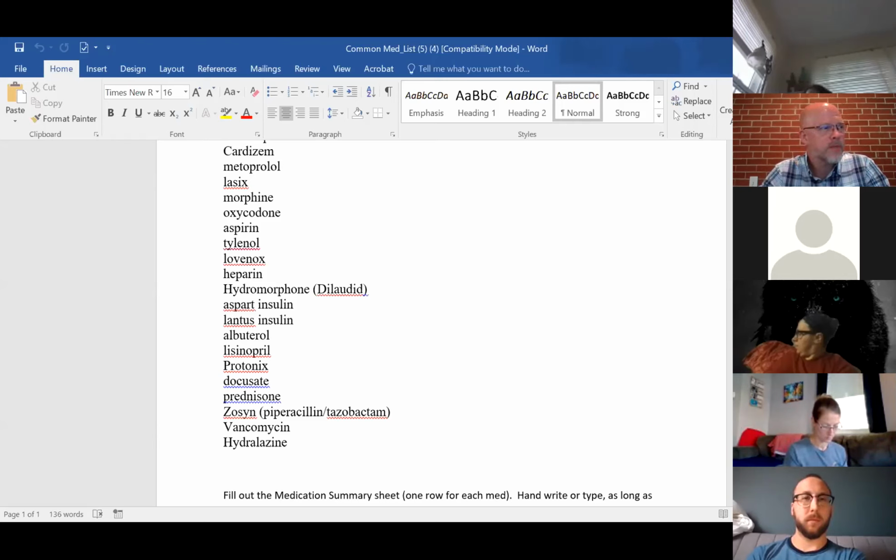I changed meds. My patient had Plavix. Anybody heard of Plavix before? It's down here farther, I believe. Do I have Plavix on here? I don't have Plavix on here. I probably should. What is Plavix's generic name?